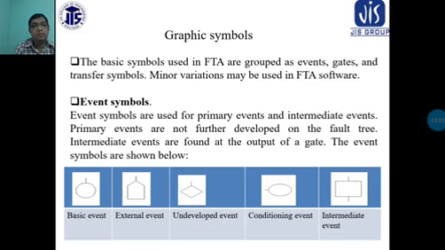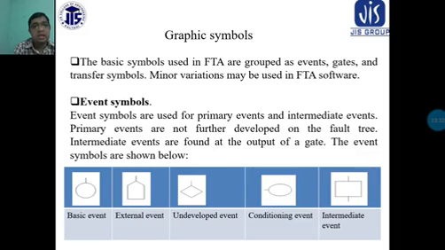The primary event is not further developed in the fault tree, but the intermediate events are found at the output of a gate. The event symbols are shown below. First, the basic symbols are considered. The basic event is given as a circle, connected to a vertical upward connector, and this is called the basic event.